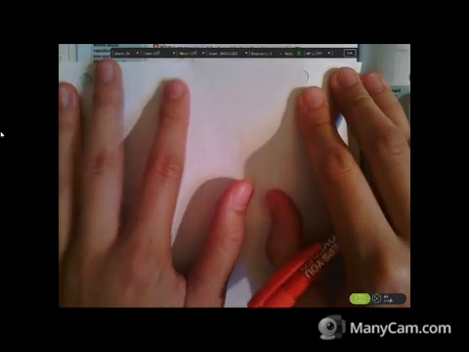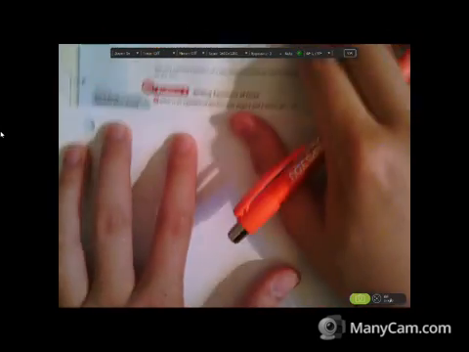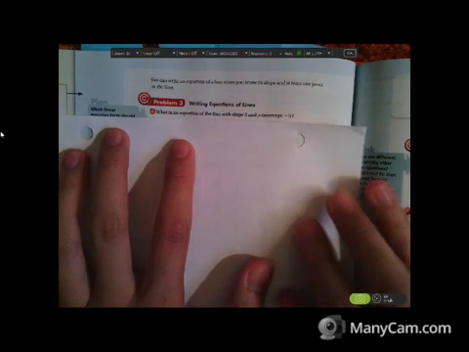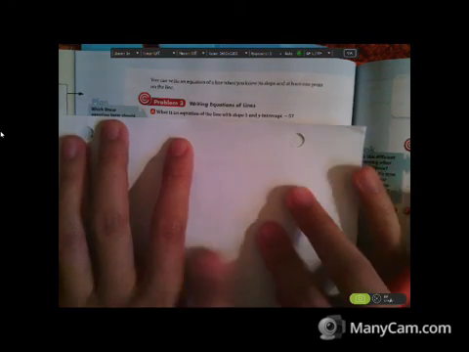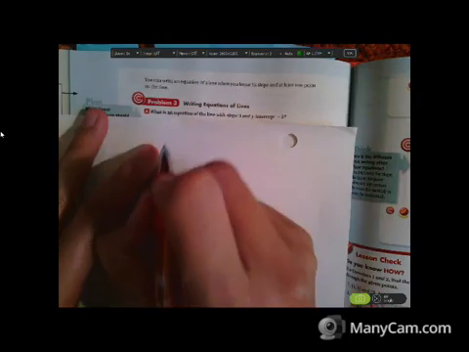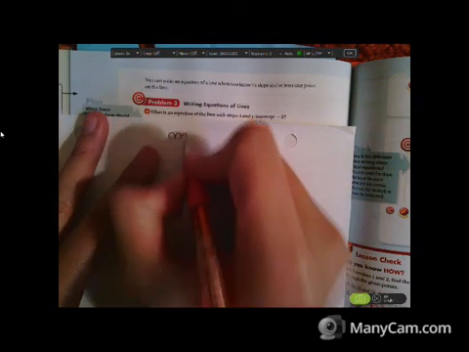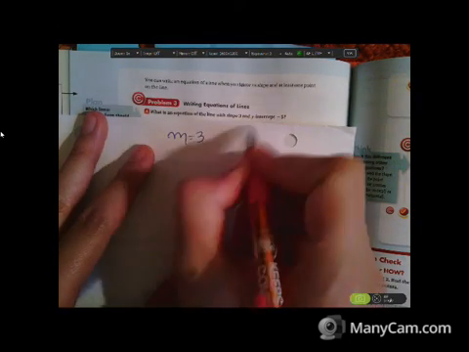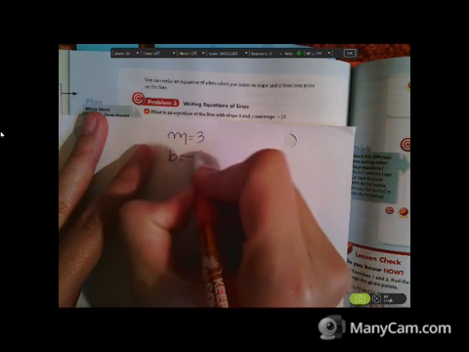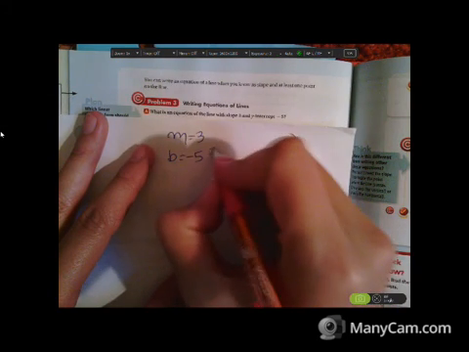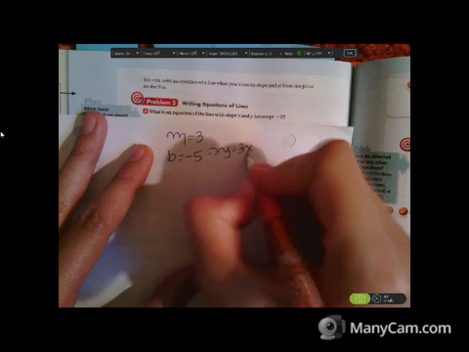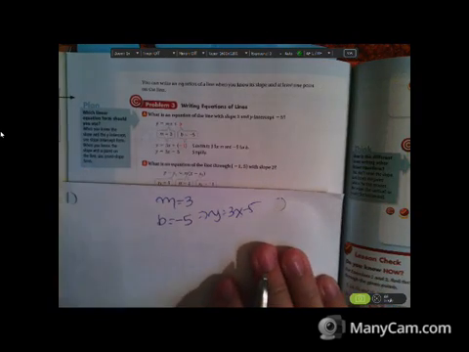Alright, problem 3. What is the equation with slope 3 and y-intercept of negative 5? So, if your slope is 3, then your m equals 3. If your intercept is negative 5, then b equals negative 5. So therefore, you got y equals 3x minus 5. To kind of give it to you there.